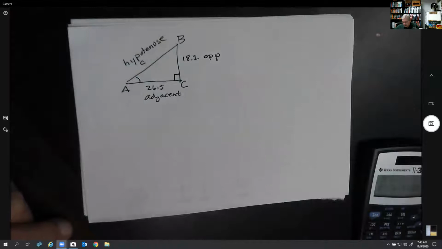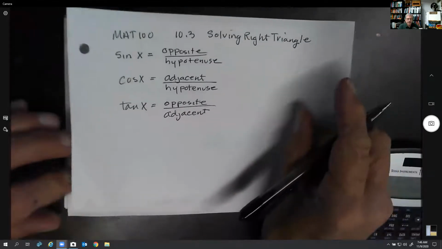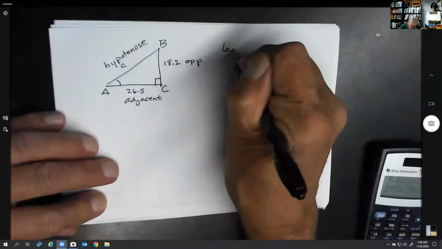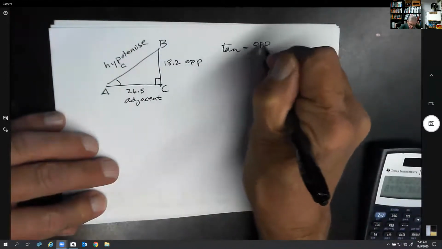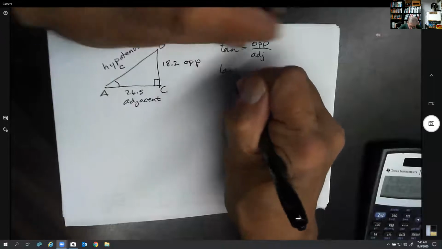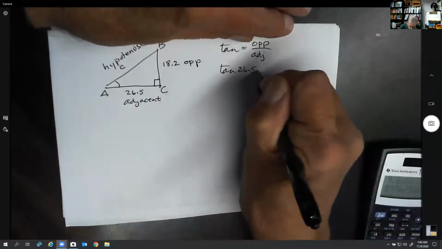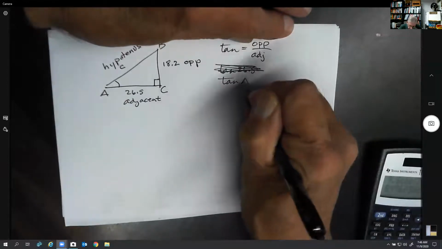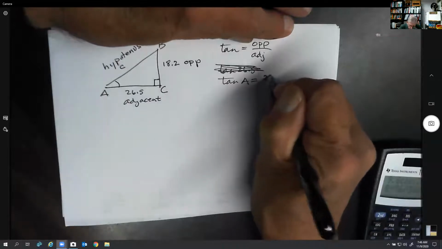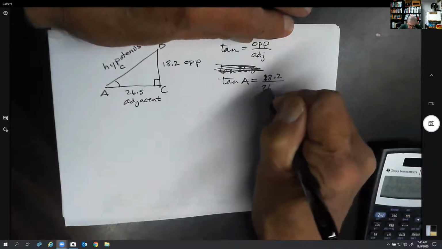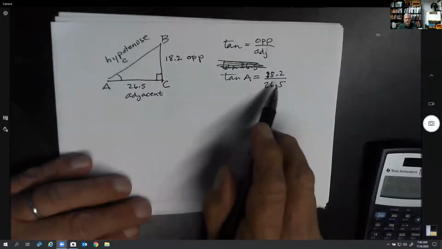When I look at my little thing, which I lost, right here, tangent, opposite over the adjacent. Tangent is equal to the opposite over the adjacent. So the tangent of this angle, let's call this angle A, is 18.2. We'll get it right one of these times. Over 26.5. 18.2 over 26.5.